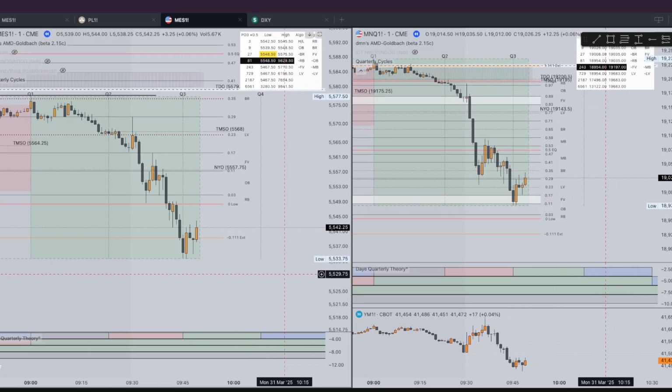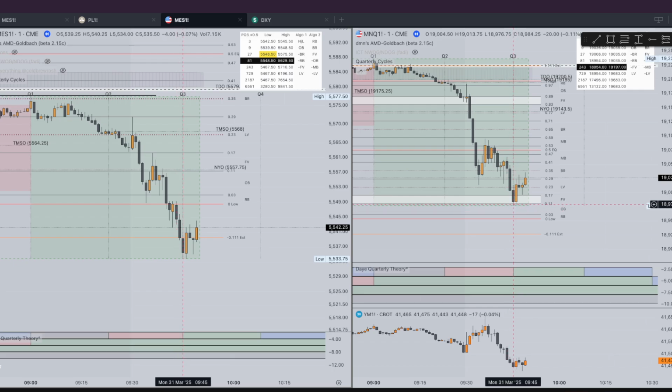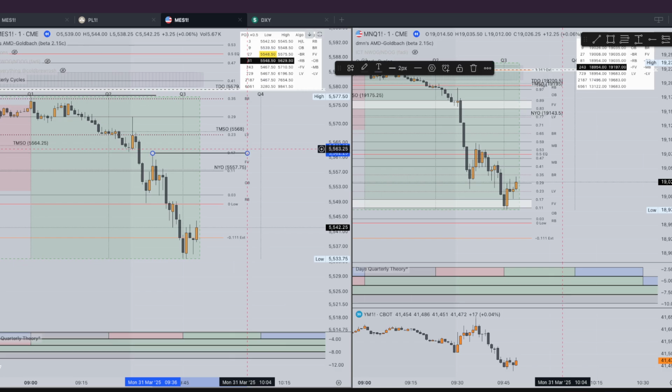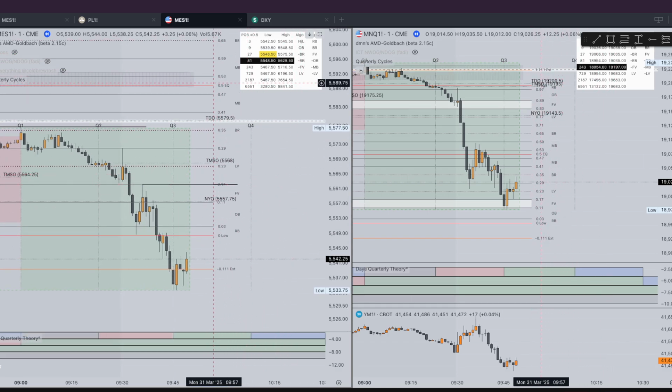Okay, so now we are in Q3, we need to look for our setup there. So reaching the order block not completing the range, we'll have to see what happens here at equilibrium, right? And here, if it will go into the range and we get the structure shift, then fair value gap, we can expect price to reach on top.